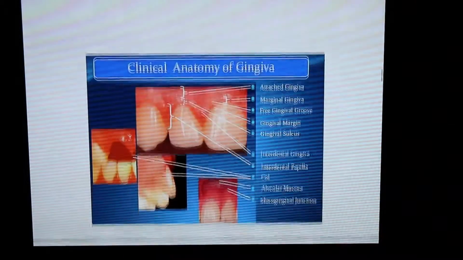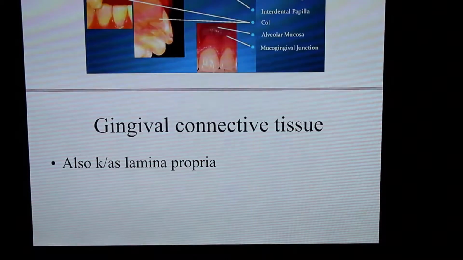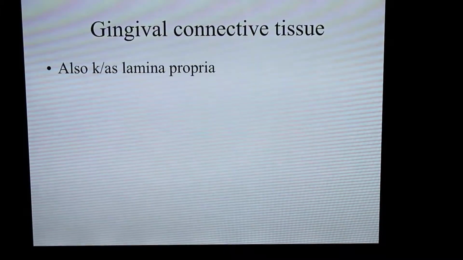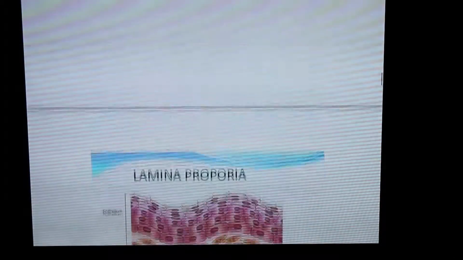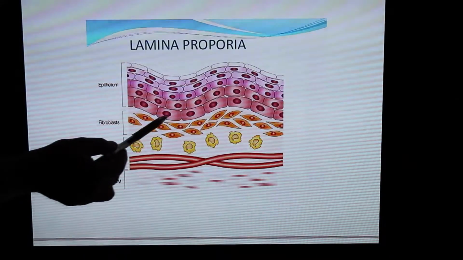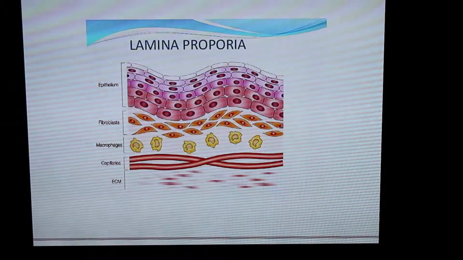Now this is another picture showing the anatomy of the gingiva and the teeth. I need not repeat this. Now gingival connective tissue, which is an important part of the dentogingival unit, is also known as lamina propria. What are the components of lamina propria? This is epithelial tissue, attached to the connective tissue with the help of basement membrane. Of course, this is just a pictorial diagram.